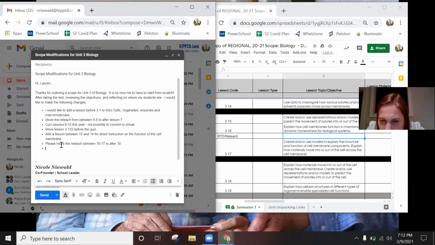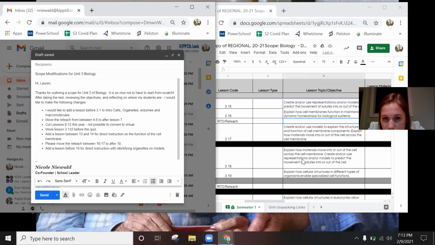Okay, let's look at 19. How cellular structures and different types of organisms enable specialized cell functions. I remember this lesson. It's where it gets into the super detailed functions of each organelle, and they really need to just be able to identify them first. And it's also on the EOC. So I'm going to say, please add a lesson before 19 for direct instruction with identifying organelles on models.